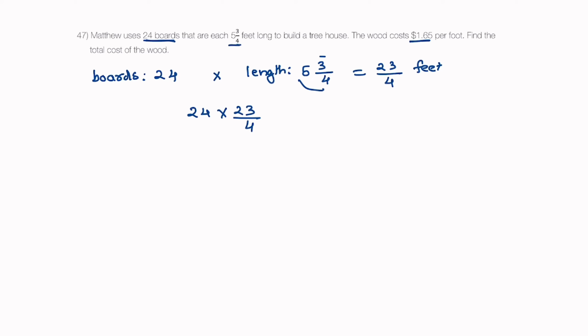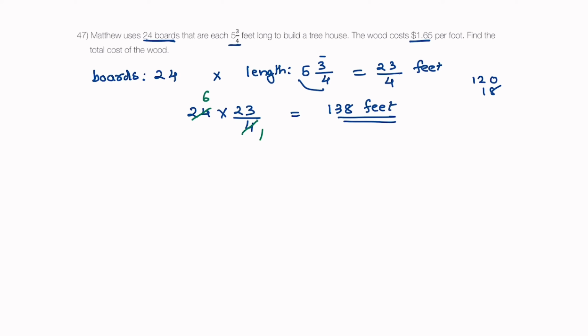Let's cancel the common ones. 4 times 1, and that's 4 times 6, which leads to 23 times 6. 20 times 6 is 120. And 3 times 6 is 18. So it's basically 120 plus 18, which is 138 feet. That's the total length of the wood that he is using.